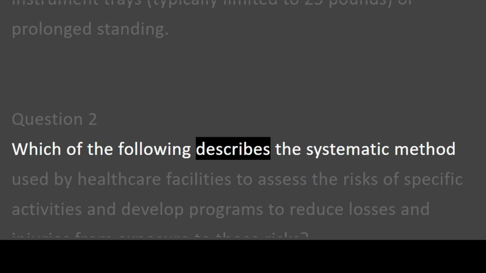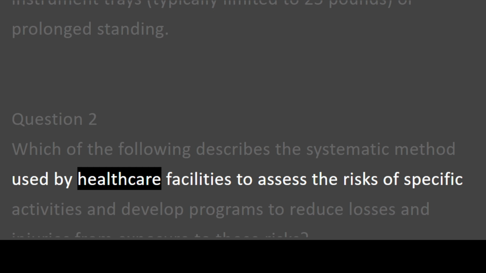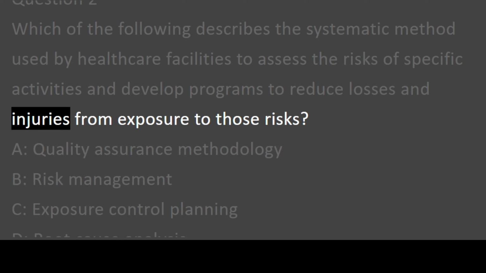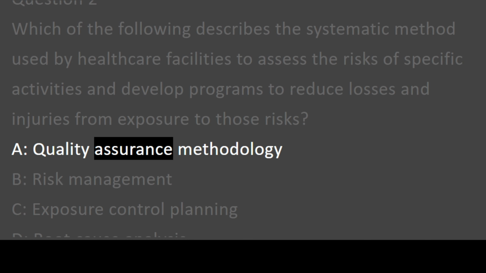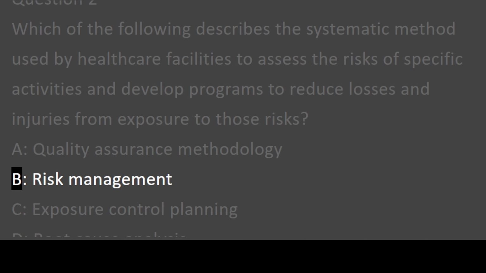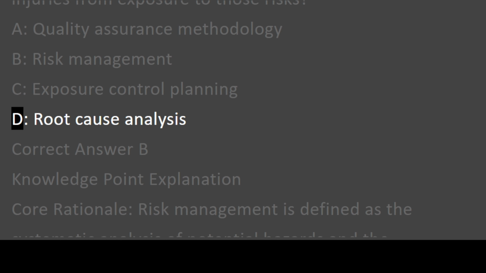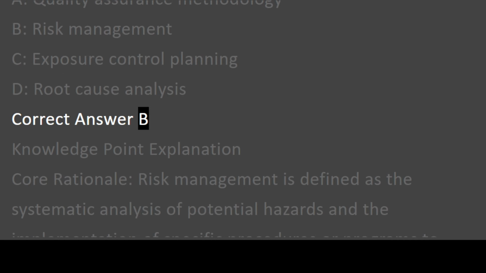Which of the following describes the systematic method used by healthcare facilities to assess the risks of specific activities and develop programs to reduce losses and injuries from exposure to those risks? A. Quality assurance methodology. B. Risk management. C. Exposure control planning. D. Root cause analysis. Correct answer B.